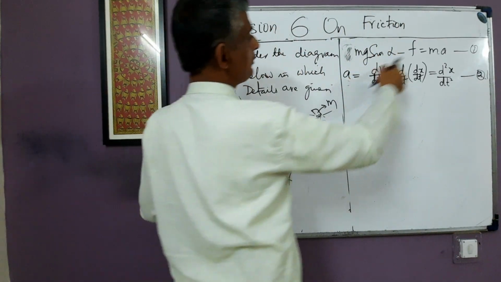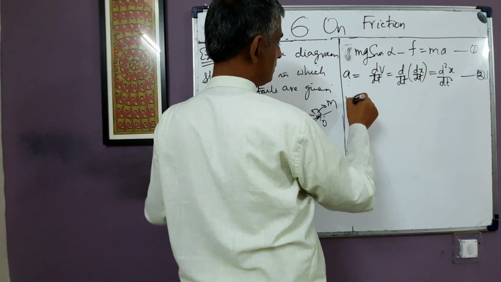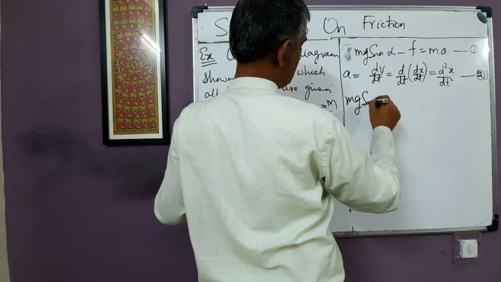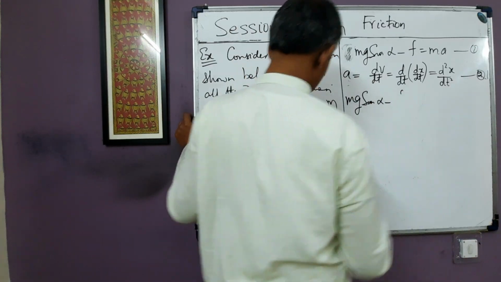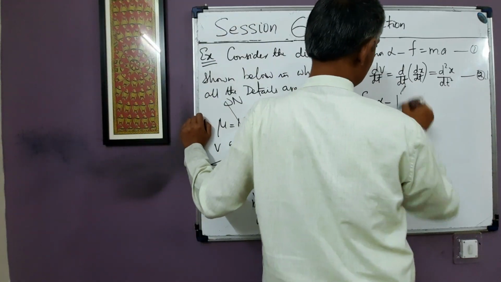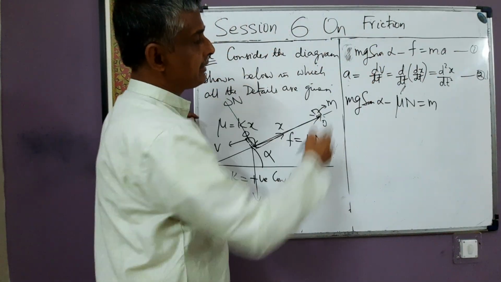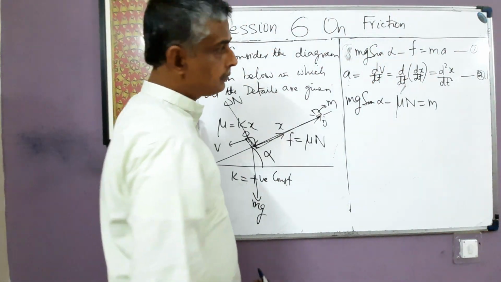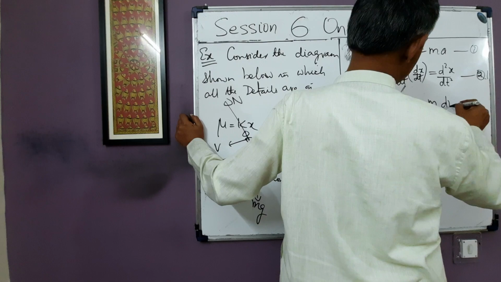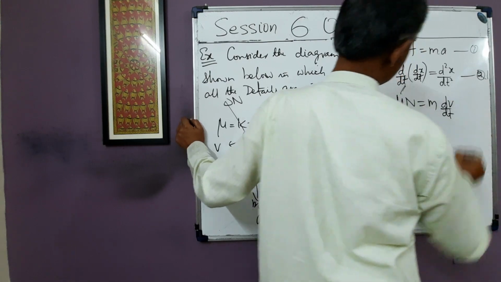I substitute this value of a in this equation. So what do we get? mg sin alpha minus F. F will just be equal to mu N. a can be written either as dv by dt or d2x by dt2. I'll just write it as dv by dt.